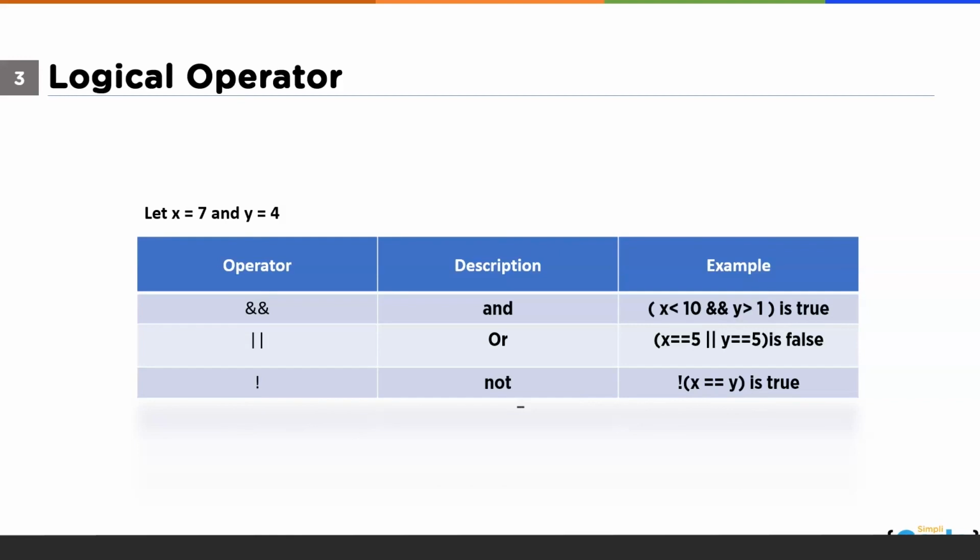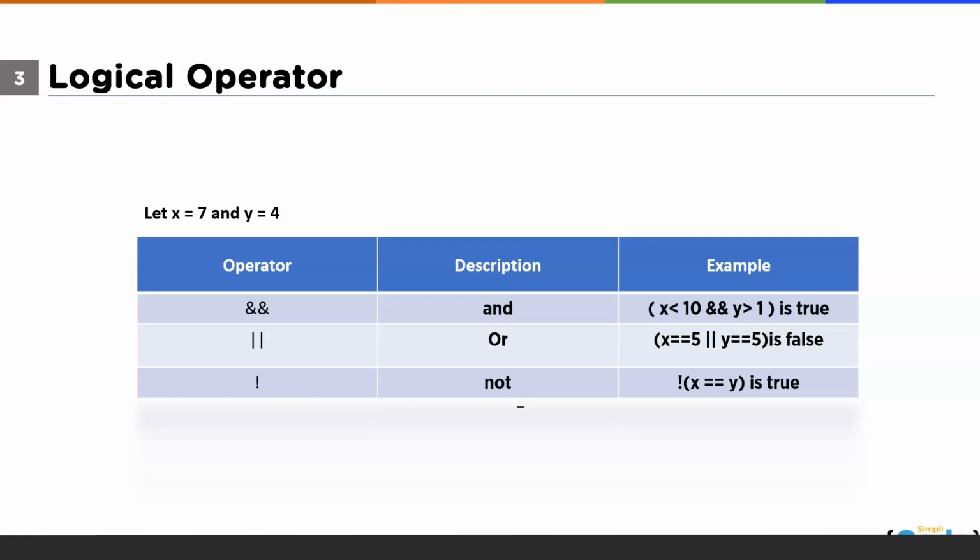The AND operator, here you can see, is holding two values, right? It has x less than 10 and y greater than 1. The AND operator will return true only if both the conditions are true, like x has to be less than 10 and y has to be greater than 1. Here we have taken x equals 7 and y equals 4, so both the conditions are satisfied. That's why the output of the AND operator will be true.